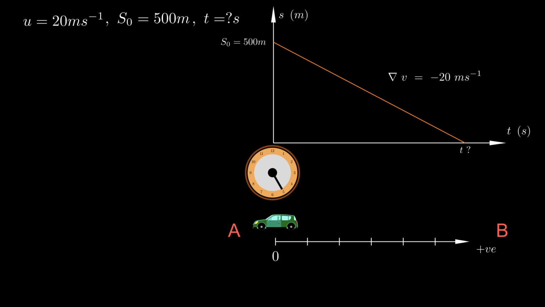The vehicle is moving with a constant velocity, in the negative direction, which means the graph is a straight line with a negative gradient. The steepness of the slope indicates the velocity. The steeper the slope, the faster the object is moving.